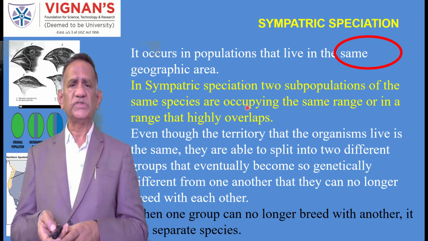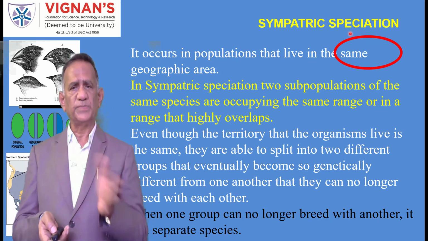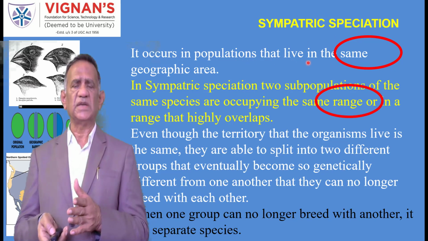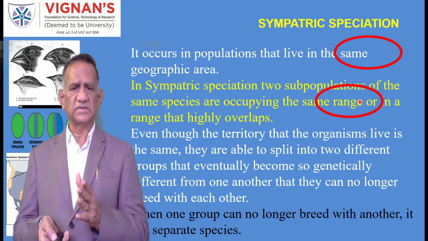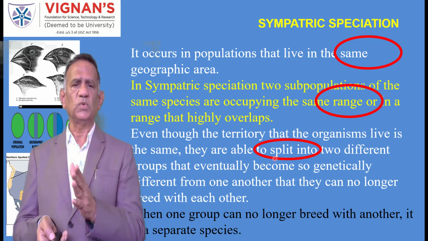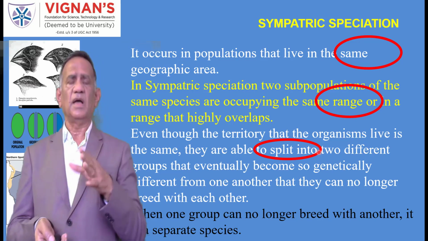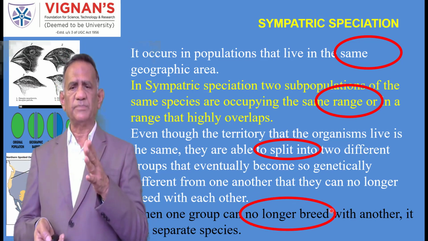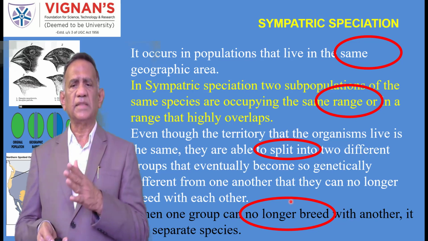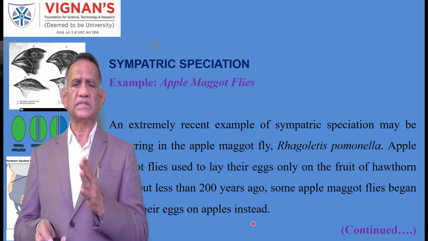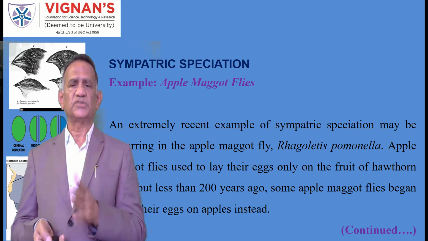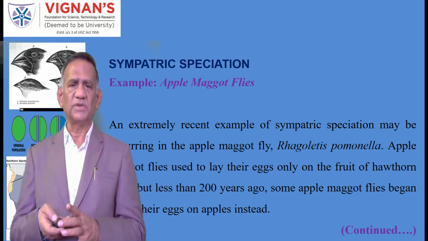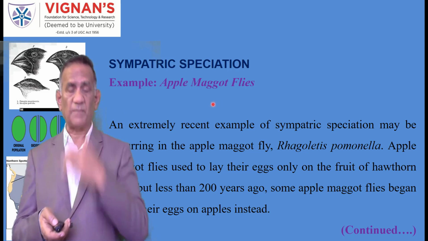In sympatric speciation, both the species which are emanating live in the same geographical area. They split into two different groups, mostly as a result of niche formation, and once they become separate, they no longer breed together. As a result, they are called distinct species. Now, here is one very simple example that we come across.